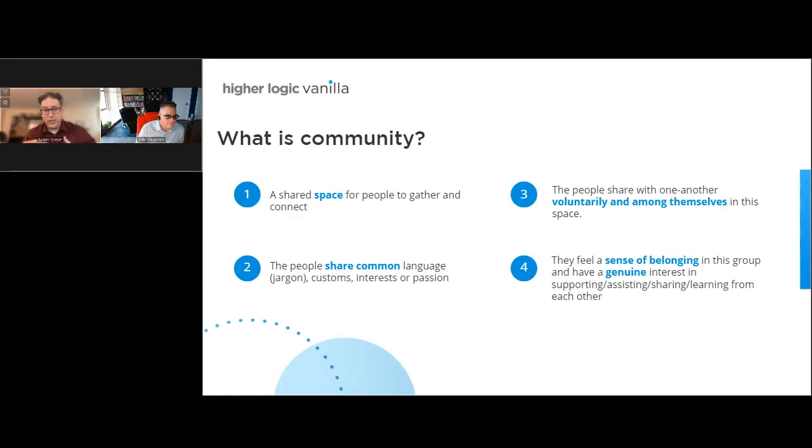Now, I certainly could give you a definition from Oxford, and you could go look it up in Merriam-Webster, but I'd rather tell you the 4 ways that you can define when something is a community. I personally think it's more practical, and it'll make it really clear when we're talking about the types of communities that we're going to be talking about today as well. So the first is that there's some shared space for people to gather and connect. And in this case, because we're talking online community, obviously it's online. But the idea is that there's some kind of gathering area.